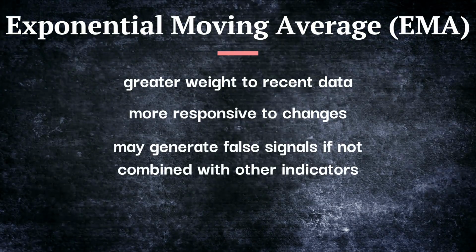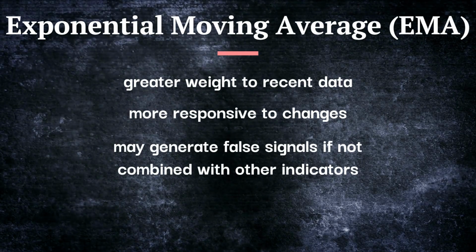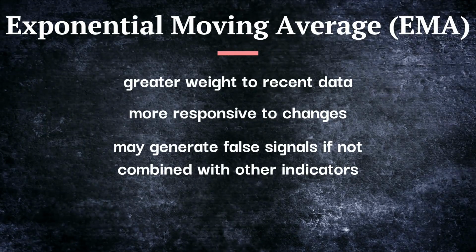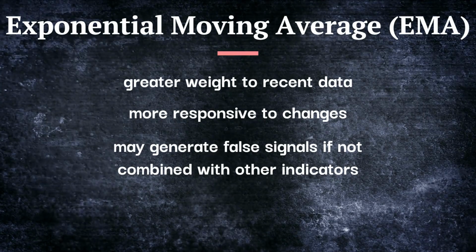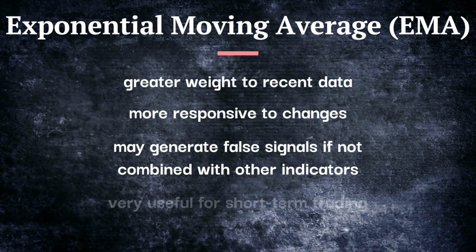For this reason, many traders will use the EMA in combination with other indicators, such as the relative strength index or the moving average convergence divergence, to confirm their trading signals. One of the benefits of using the EMA is that it can help to reduce the lag that is present in other types of moving averages.